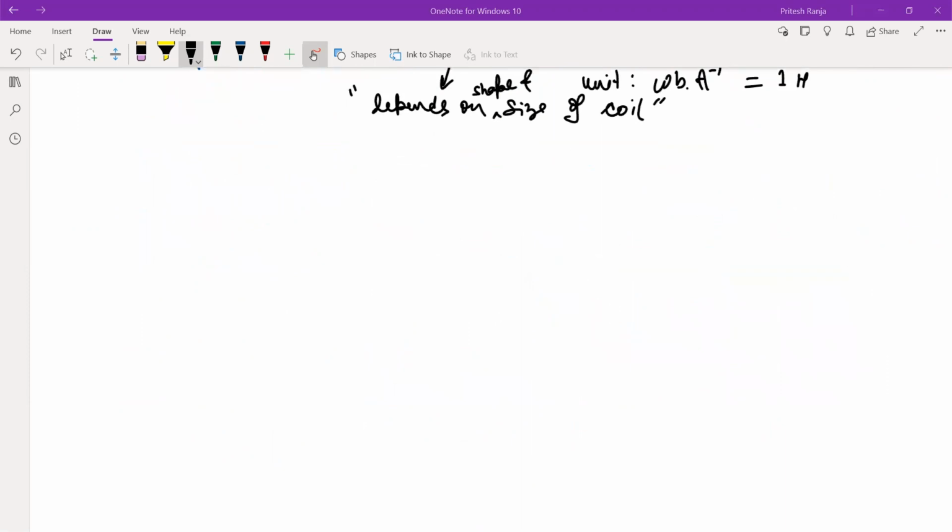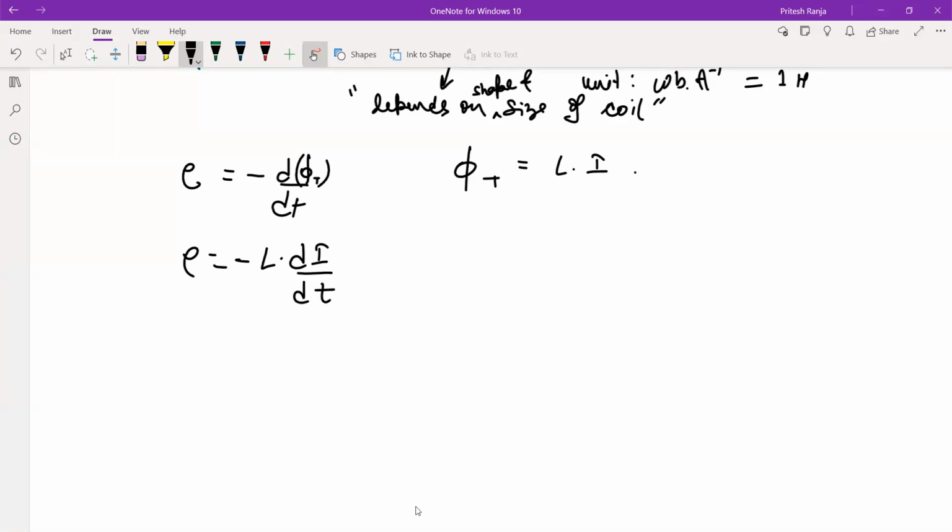So what we saw, that for an inductor there will be self inductance L. Let us find out the induced EMF in that inductor. So we know that EMF is equal to negative d phi by dt. So we will use the concept of total flux here. And total flux, we saw this was L into I. So EMF will be negative L di by dt, L is a constant, it will come outside.